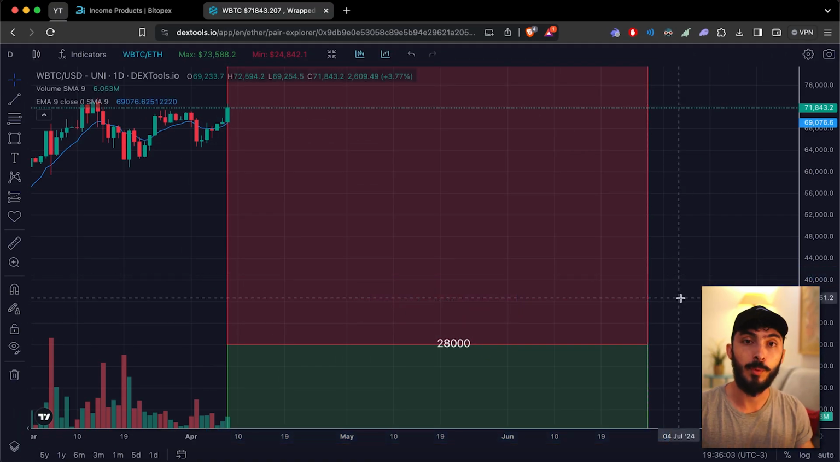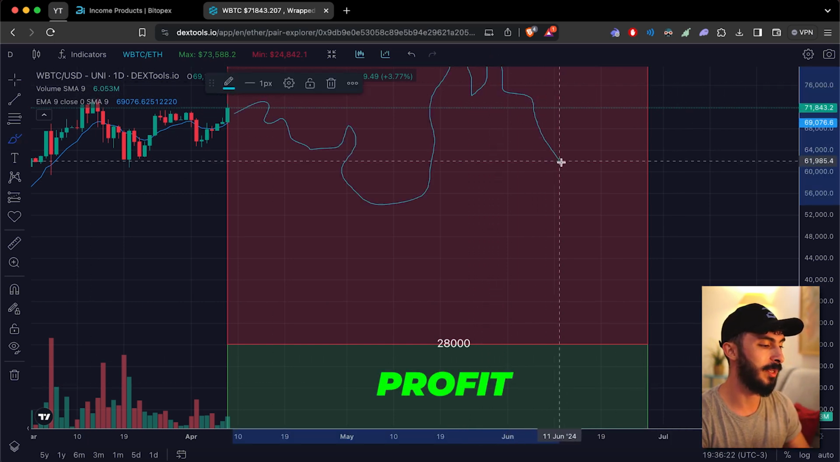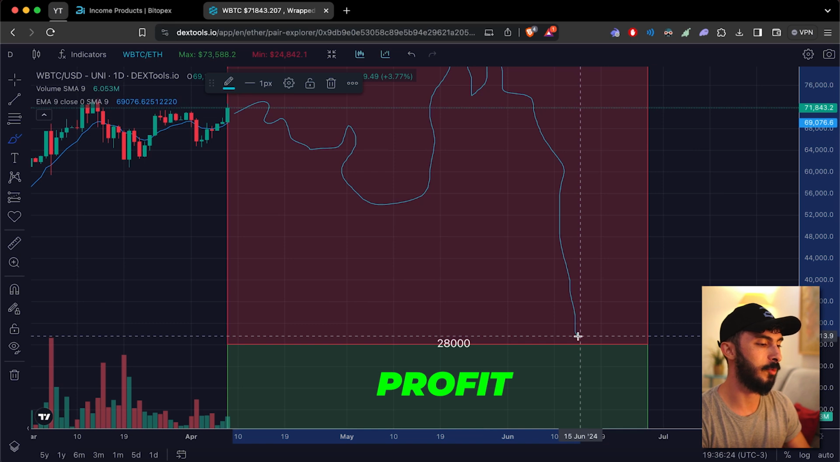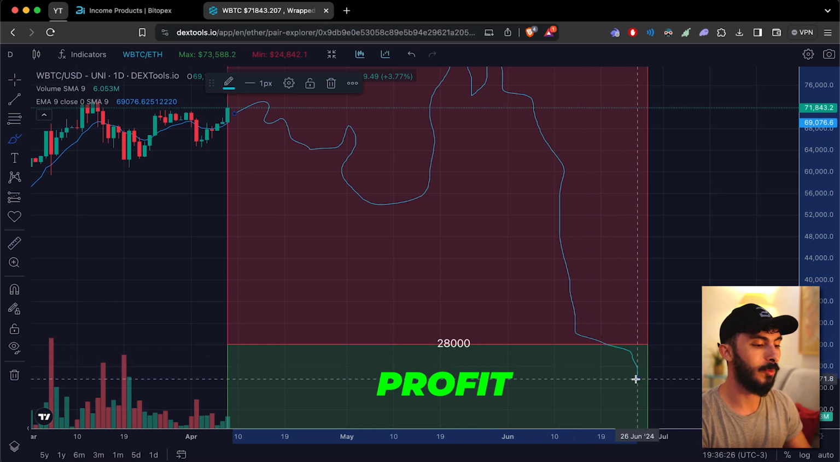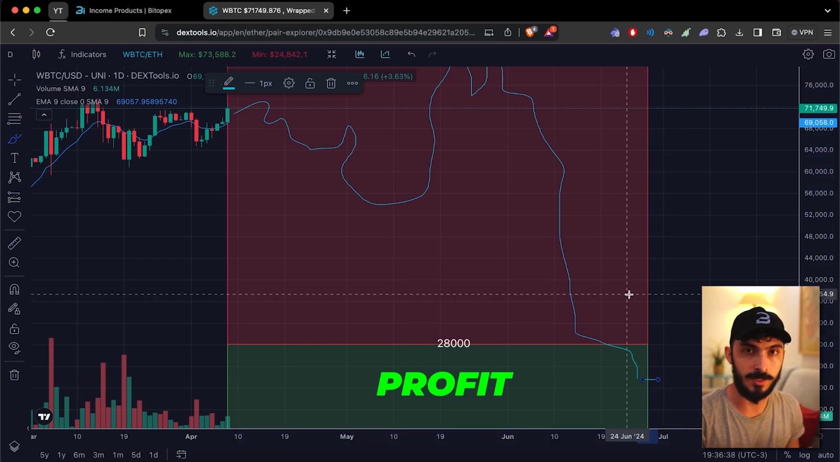And what do we want? We want that by June 28th, we want Bitcoin to stay right here. So you can actually draw it out. It doesn't really matter how it gets there. It only matters that by this day it is inside this green box. So when it reaches the date of expiration, it needs to stay inside the green box. This means that we profited.